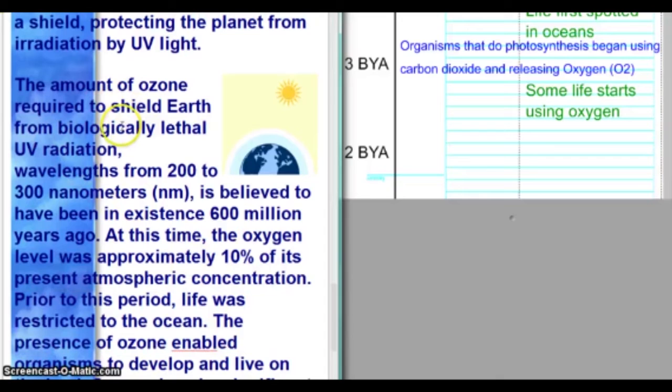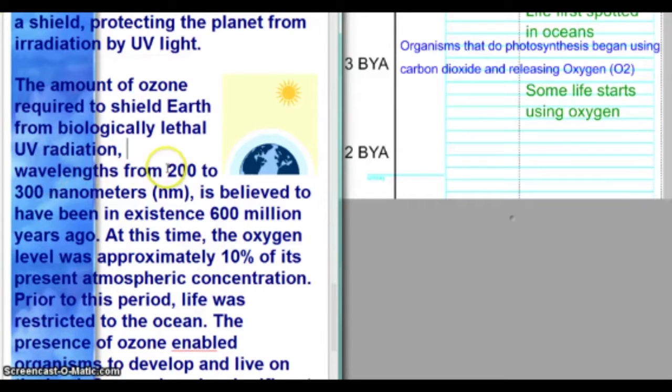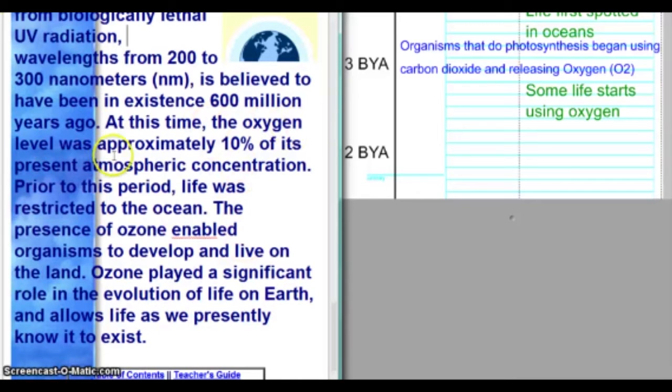The amount of ozone required to shield Earth from biologically lethal UV radiation, that means the amount needed to make life possible on Earth so that everything doesn't die, which are the wavelengths from 200 to 300 nanometers, is believed to have been in existence 600 million years ago. At this time, the oxygen level was approximately 10% of its present atmospheric concentration. Prior to this period, life had been restricted to the ocean. The presence of ozone enabled organisms to develop and live on land. Ozone played a significant role in the evolution of life on Earth and allows life as we presently know it to exist.